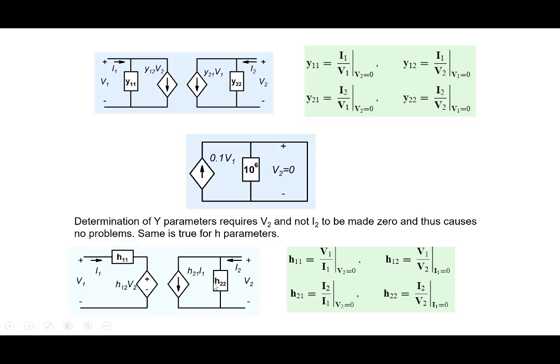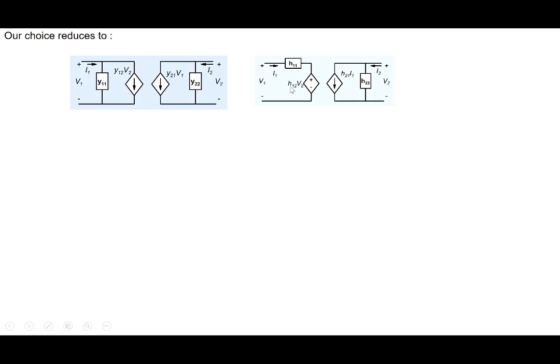So if we have a situation like this, where you look at a circuit from the output side and it looks more like a current source, then the Y parameters or the H parameters make sense. The Z parameters and the G parameters are then not a good representation of the system here. So our choice reduces to this.